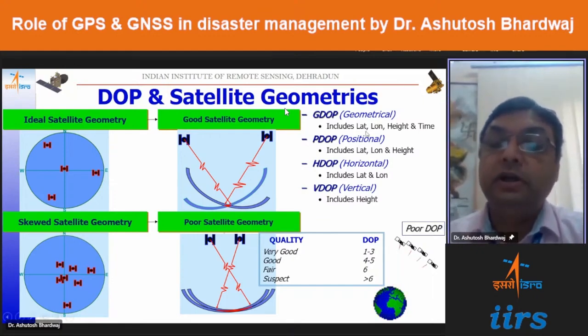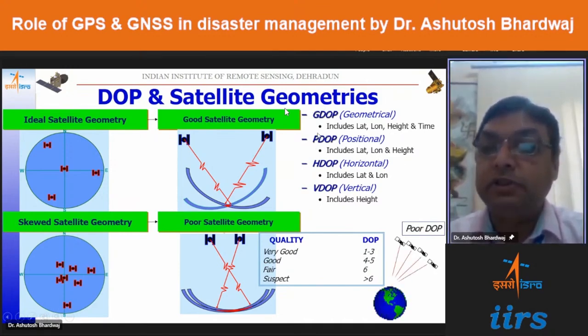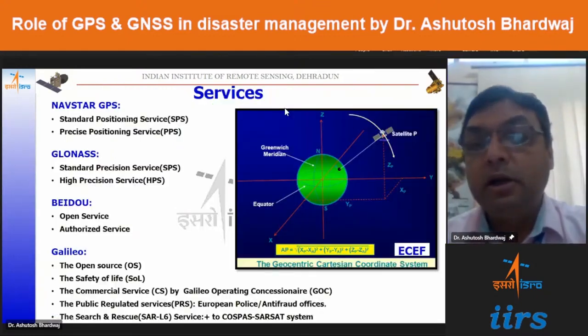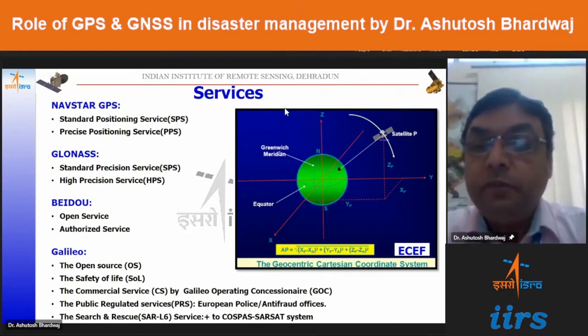If we are interested in X, Y, Z and time, then we can refer to geometric dilution of precision. If we are interested in X, Y, Z, then we can refer to positional DOP. And for XY, we can use HDOP, and for Z, we can use VDOP. As per our use, we can refer to the specific DOP.